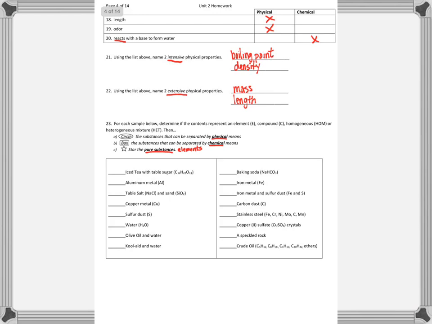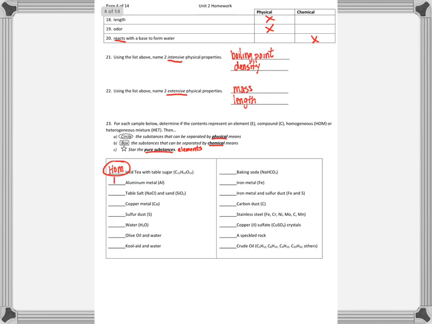All right, so iced tea with table sugar. This is a mixture, and iced tea looks like it's just one. It's constant, the same throughout, and so in this case, it would be a homogeneous mixture. Can we separate the sugar from the tea, from the water? Yes, we can. Again, there's no chemical bonds in between mixtures, and so these can be separated by physical means. So in this case, I'm going to go ahead and add a circle.